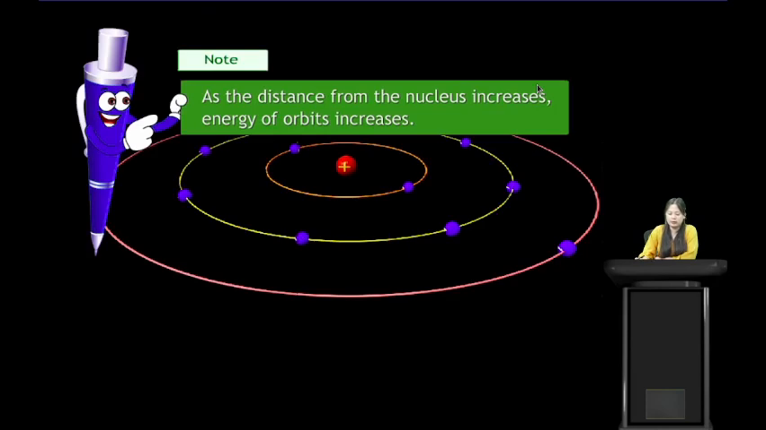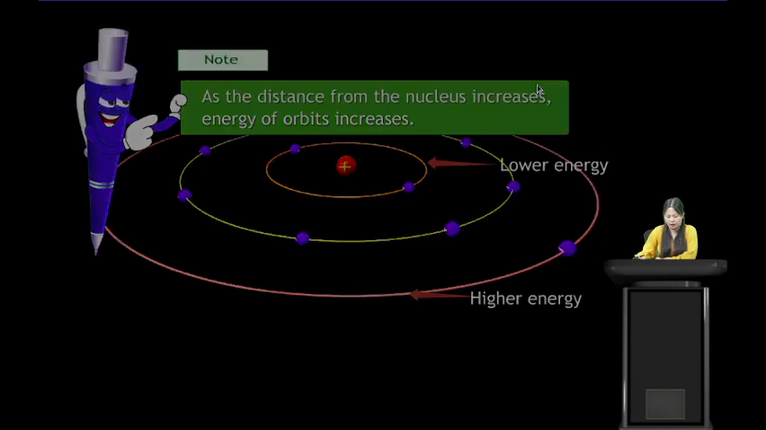Now, as the distance from the nucleus increases, the energy of orbits increases. This orbit is nearest to the nucleus, so it has lower energy. As we move farther away from the nucleus, the energy increases. This one is nearest to the nucleus, so it has lower energy. This is farther away from the nucleus, so this orbit or shell has higher energy.